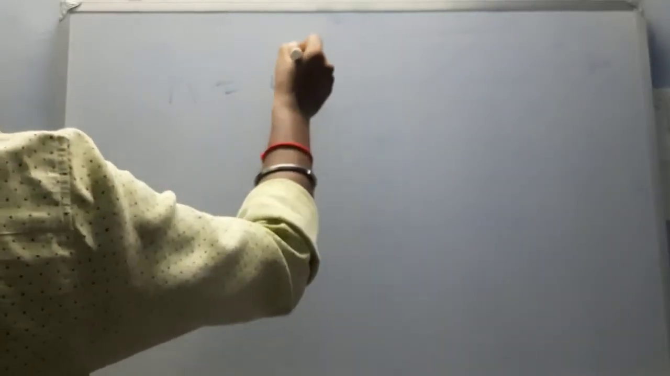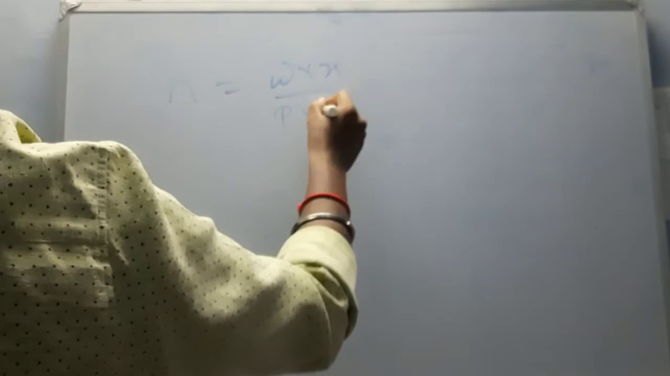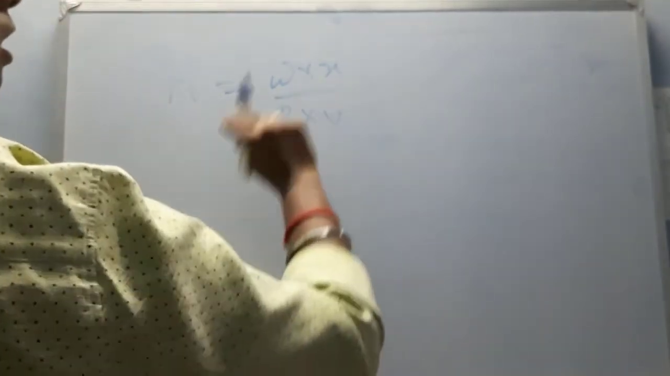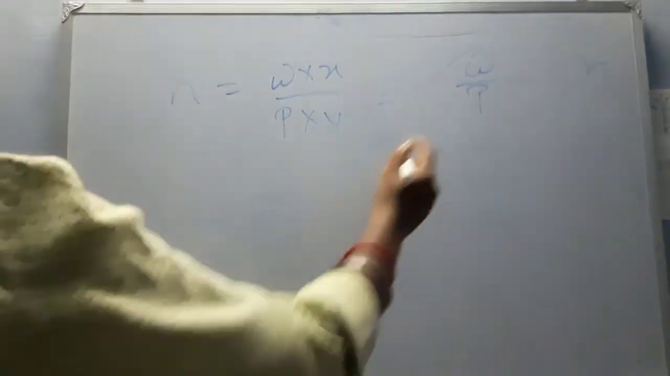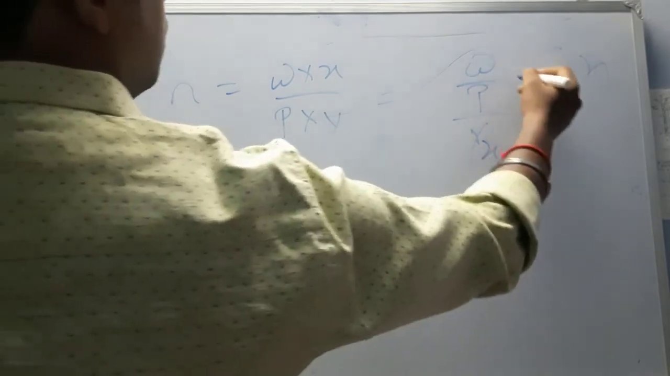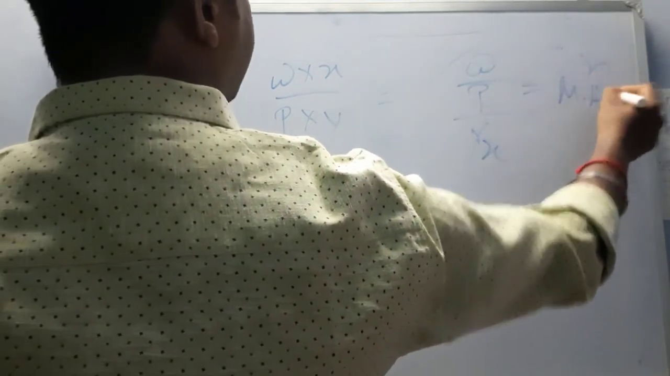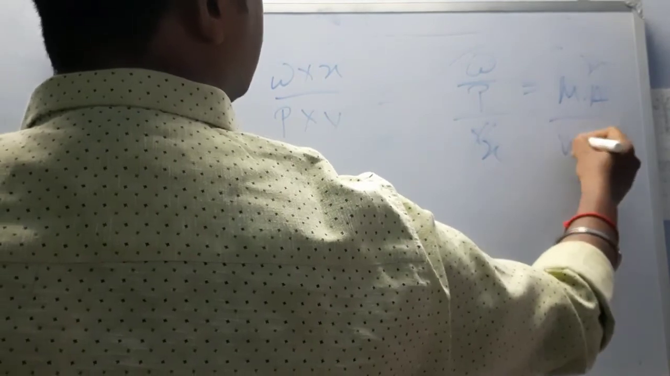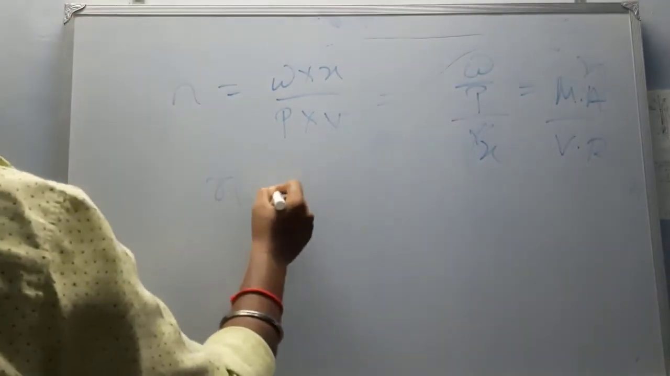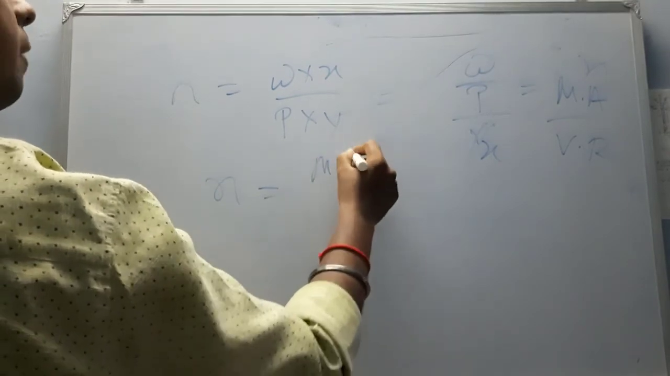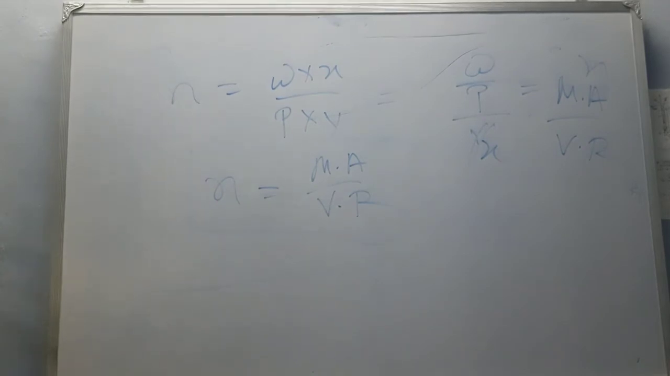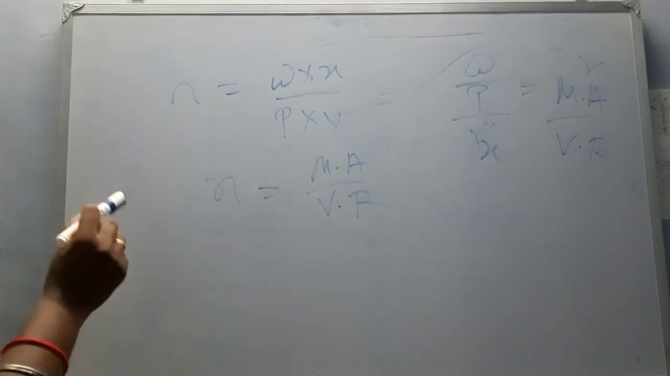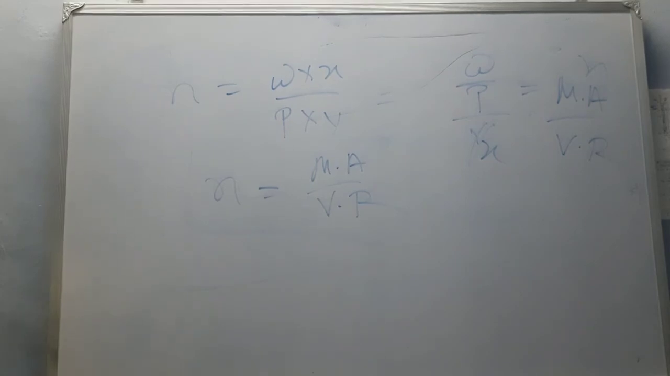Now see, W into X by P into Y. If I do some mathematical rearrangement, you see W by P is equal to Y by X. You know W by P is nothing but mechanical advantage and Y by X is nothing but velocity ratio. So as a conclusion, we get efficiency is the ratio of mechanical advantage to velocity ratio. This is the relation between mechanical advantage, velocity ratio and efficiency. Next class, we will do a problem regarding this and we will move on to the next chapter. So, thank you.